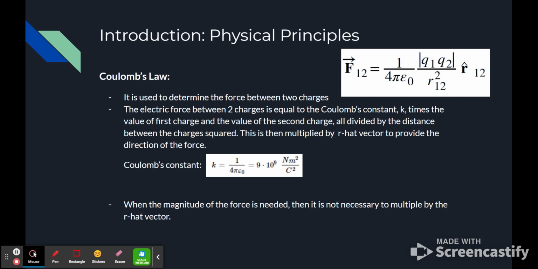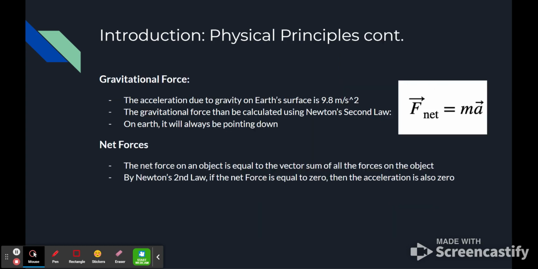First, some physical principles. Coulomb's law is used to determine the force between two charges. The electric force between two charges is equal to Coulomb's constant K times the value of the first charge and the value of the second charge, all divided by the distance between the charges squared. This is then multiplied by the r hat vector to provide the direction of the force. When only the magnitude of the force is needed, it's not necessary to multiply by the r hat vector.